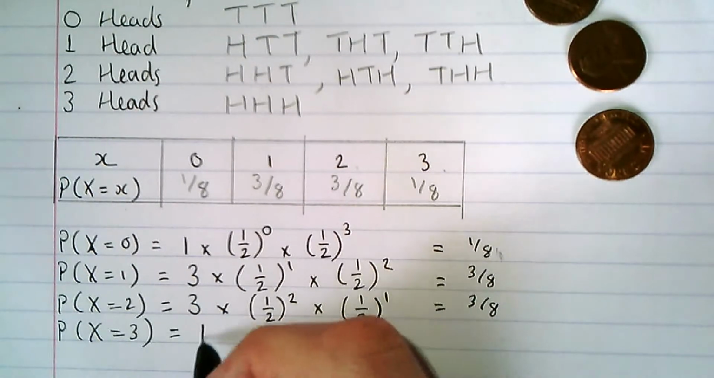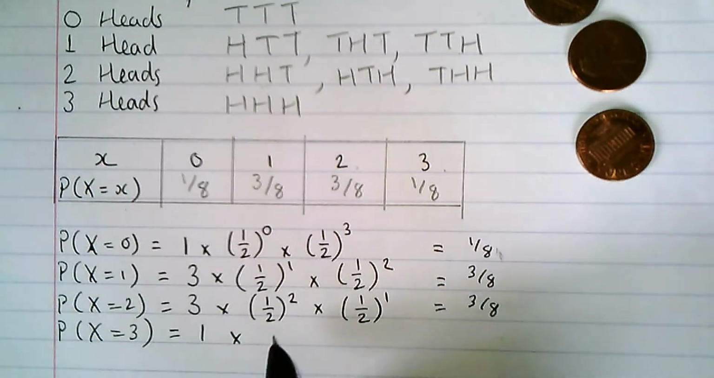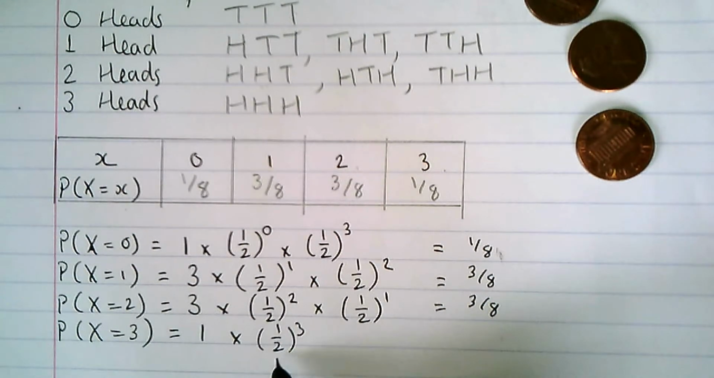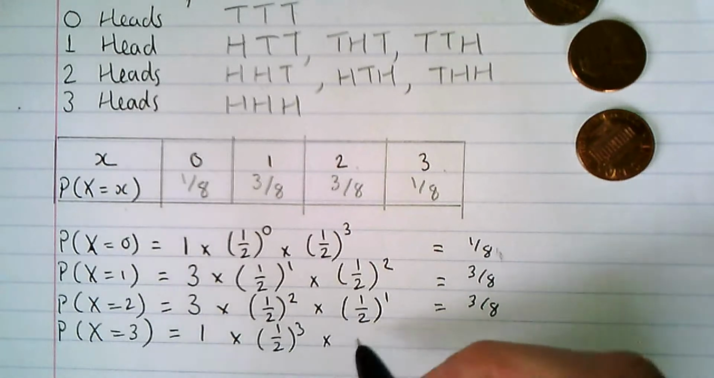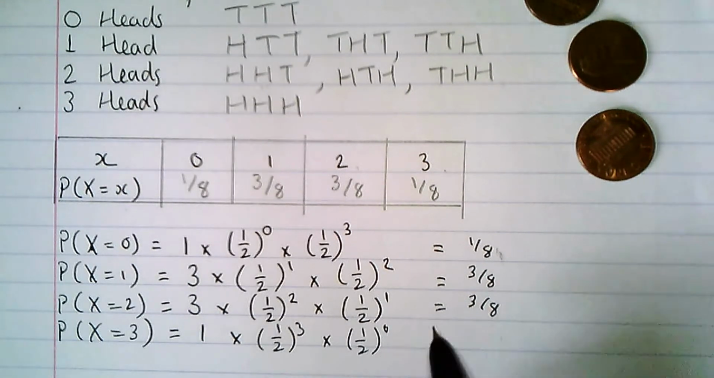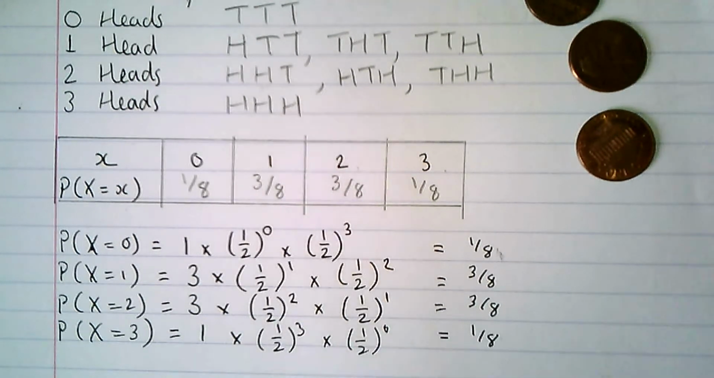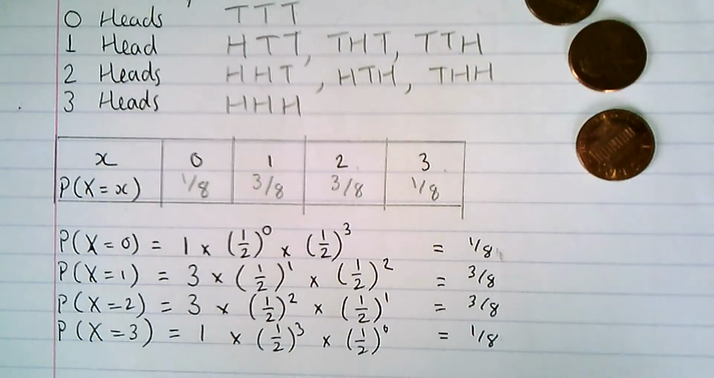And then finally I want 1 lot of a half to the power of 3, so that's the probability of a head, I want 3 of them, times the probability of a tail, I want 0 of them. So again, this is a placeholder, isn't it, because a half to the power of 0 is 1. But what this does is help us to come up with a generic way of writing this. So a generic approach that we can use to work out these probabilities no matter what the situation.